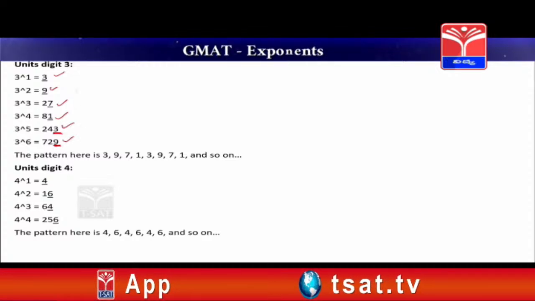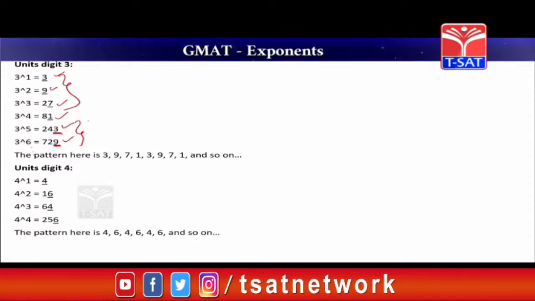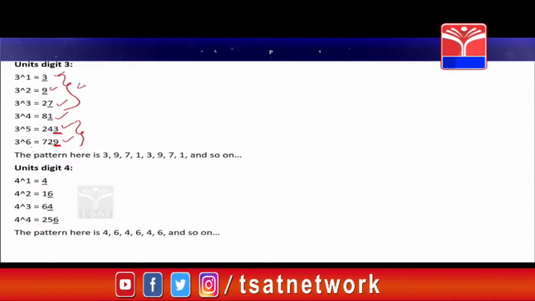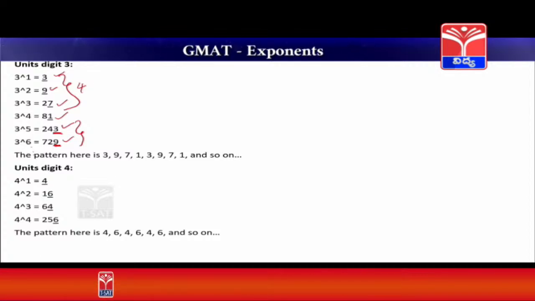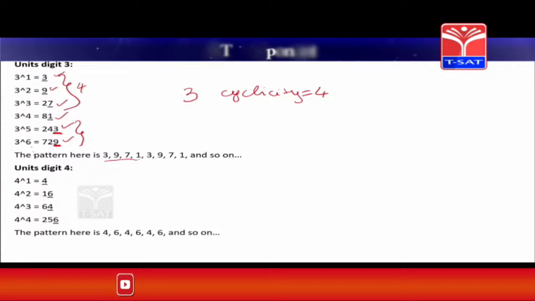You look at the pattern: it goes 3, 9, 7, 1. If you go further, 3 to the power of 7 and 3 to the power of 8, you will see that the units digit will repeat itself after every 4 times. So 3 also has a cyclicity of 4, with the pattern 3, 9, 7, 1.